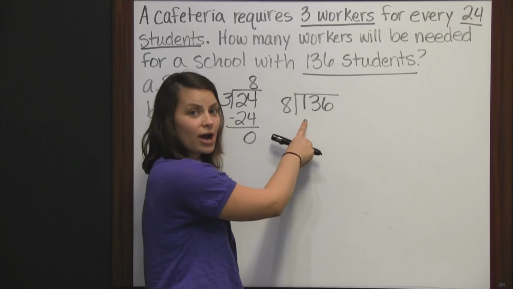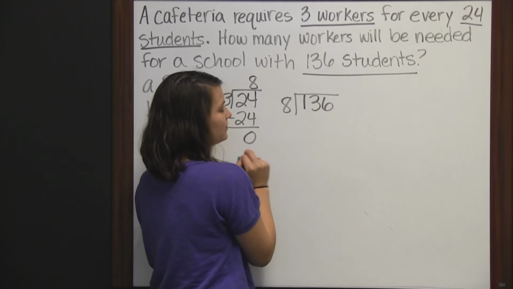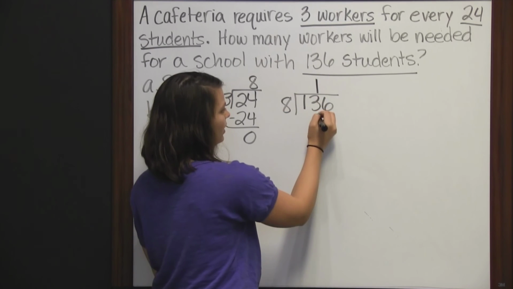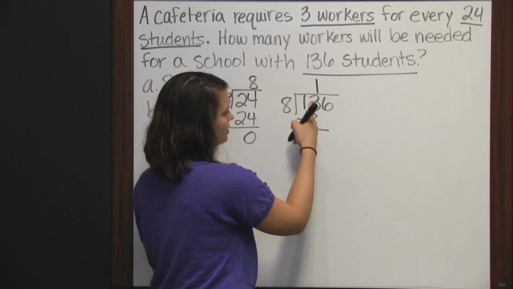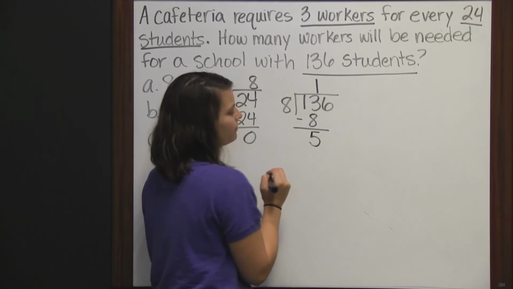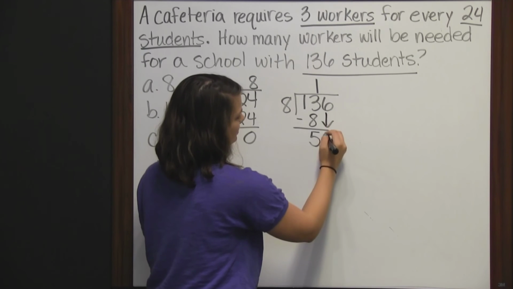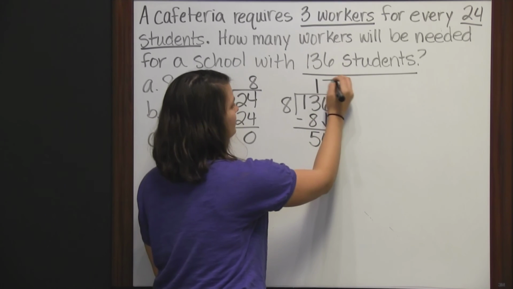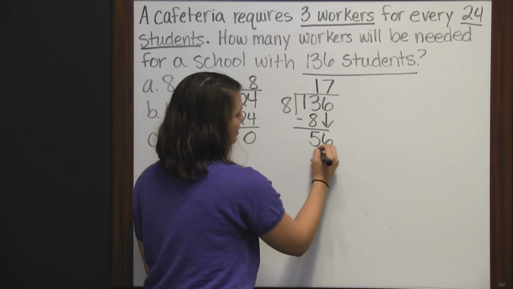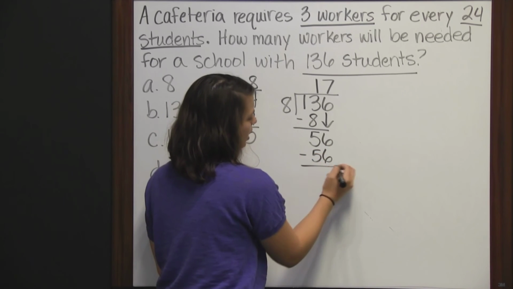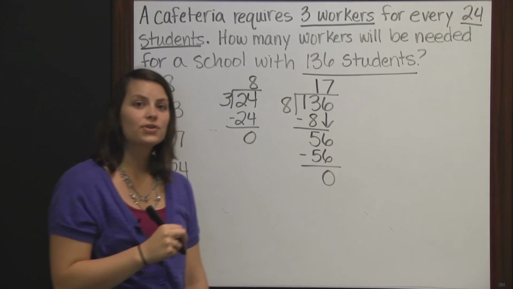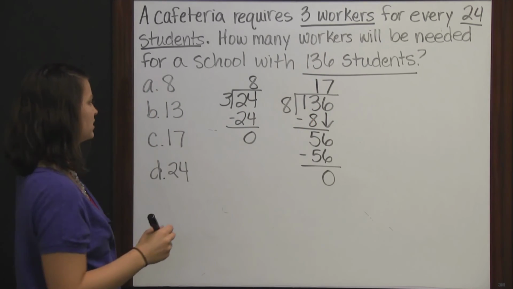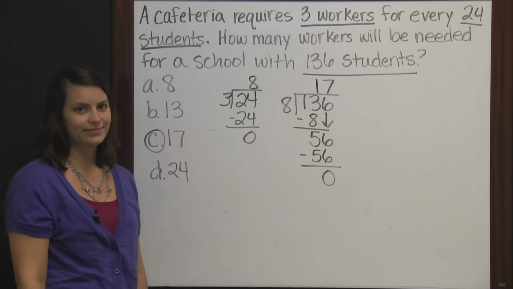8 does not go into 1, but it does go into 13. 8 goes into 13 1 time. 8 times 1 is 8. And when we subtract 13 minus 8, we get 5. Then we bring down our 6. 8 goes into 56 7 times. 8 times 7 is 56. And we subtract and have no remainder. So that means we're going to need a total of 17 workers for these 136 students, which is answer choice C.